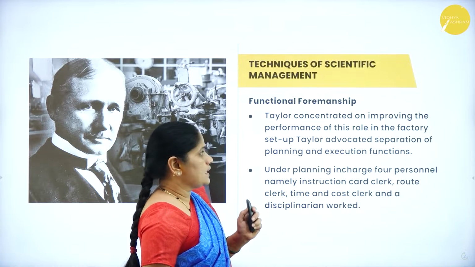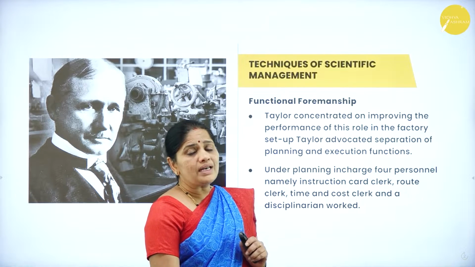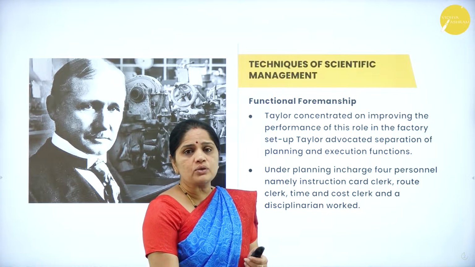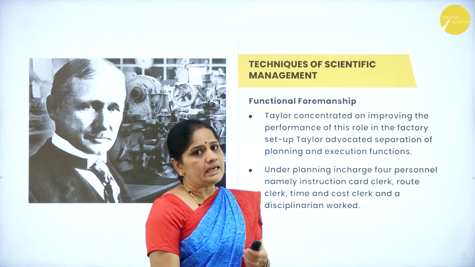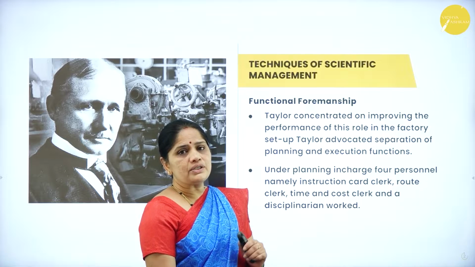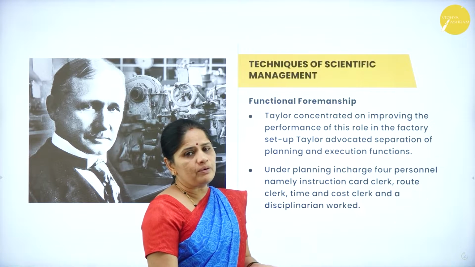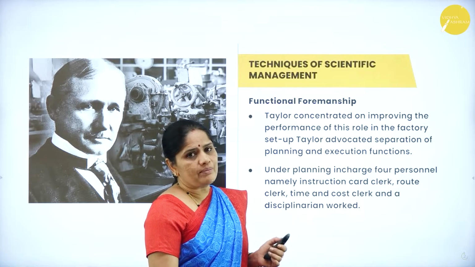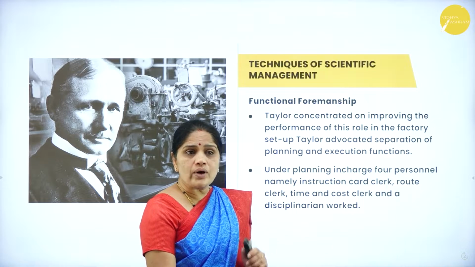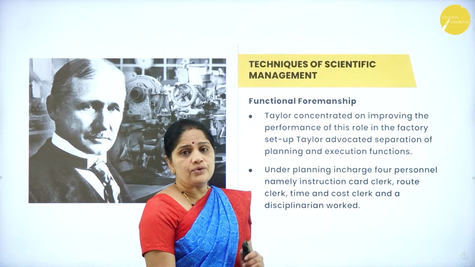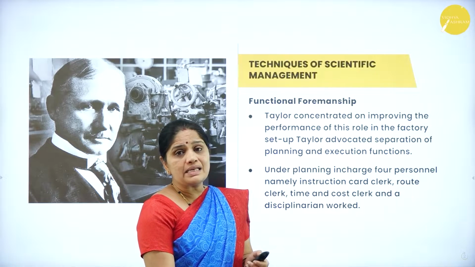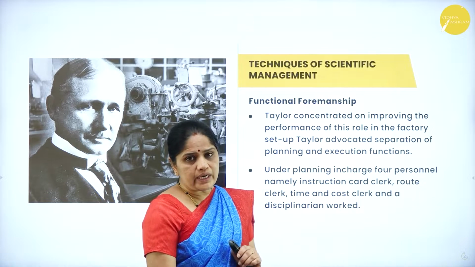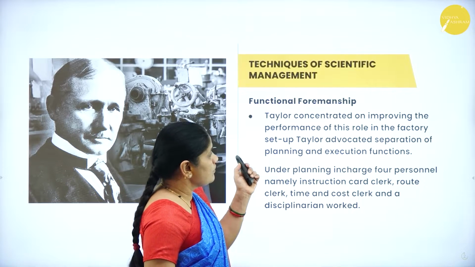Now, Taylor said he wanted to improve the quality of work on the shop floor of the organization. Who was the main person responsible for the work on the shop floor? It is the foreman. Taylor wanted to improve the quality of the work of the foreman. So, what did he do? He introduced the concept of functional foremanship. He identified certain qualities which were important for a foreman, but later realized that he could not find all those qualities in one single person. So, he advocated the system of functional foremanship.